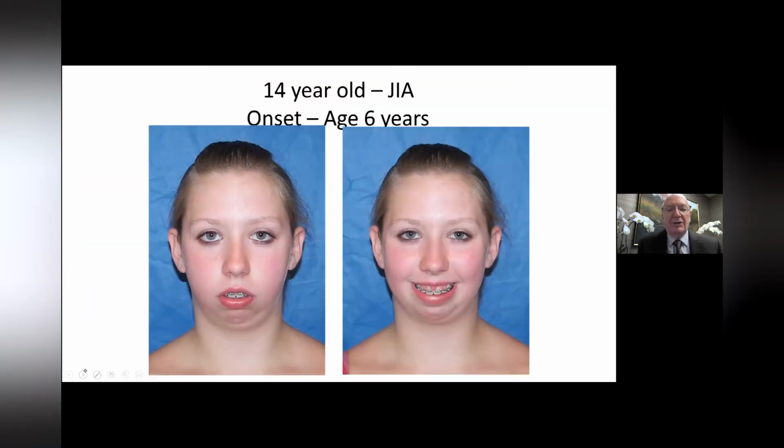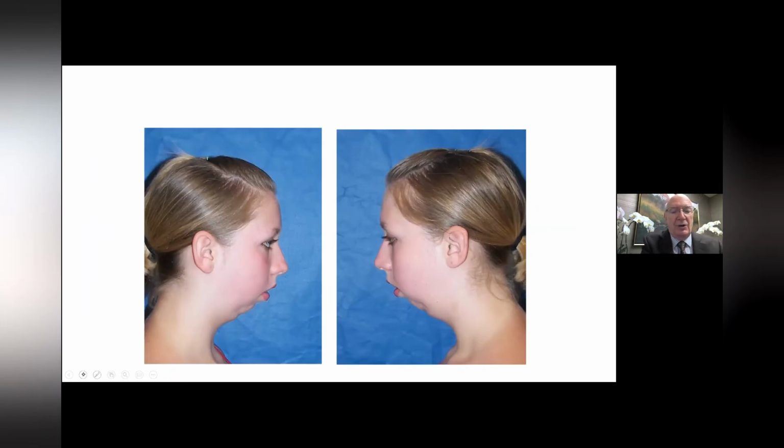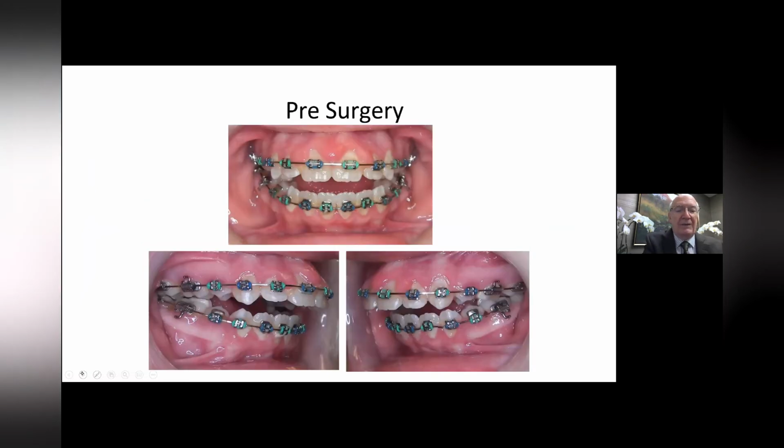So this is just another typical patient. She's 14 years old when we did her surgery. The onset of her JIA was at the age of 6 years, just completely destroyed her TMJ joint. You can see the severe deformity that she was left with. Significant malocclusion. She only hits on her very back teeth here. The rest of her teeth are completely out of occlusion.